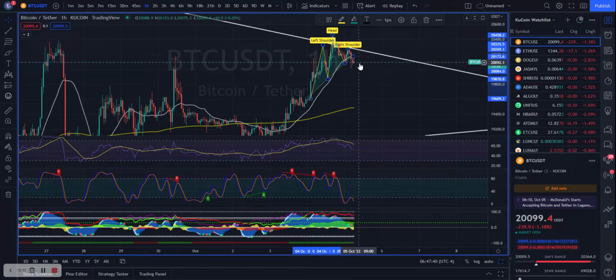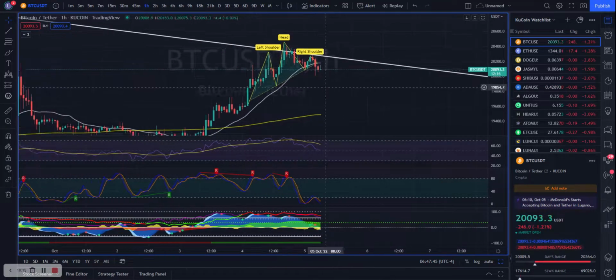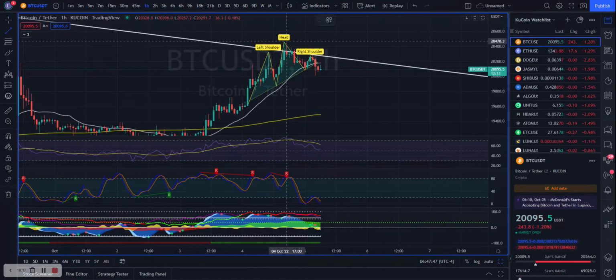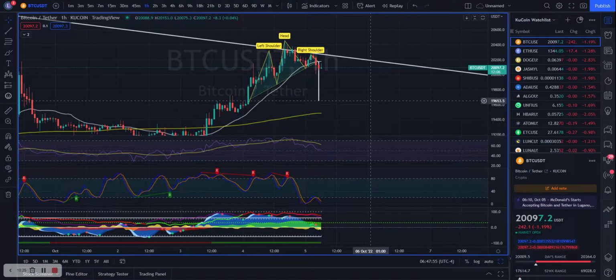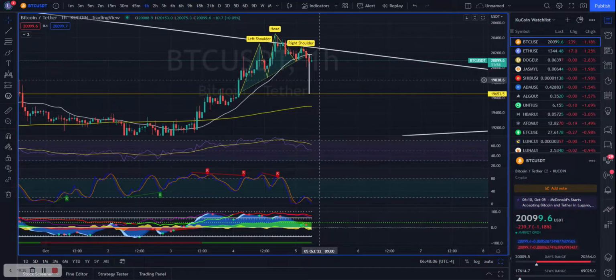And actually, as we speak, it does look like we did break down from that head and shoulders pattern. So in that case, you take the length of the head to the neckline and you put it on the right shoulder. It is a measured move of around 19,650. This is our measured move if this head and shoulders breaks down, and it looks like it did. It looks like it did break down. So it is likely that if we do not come back above our previous high, that we will come back down.